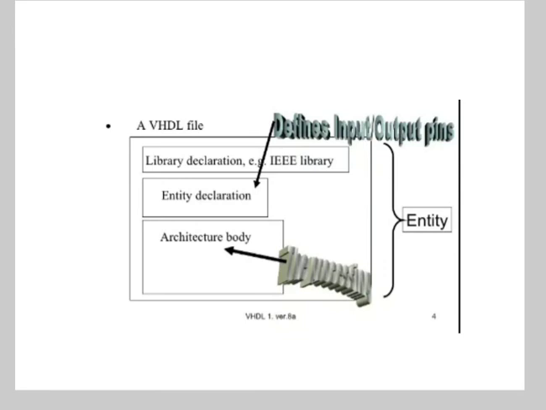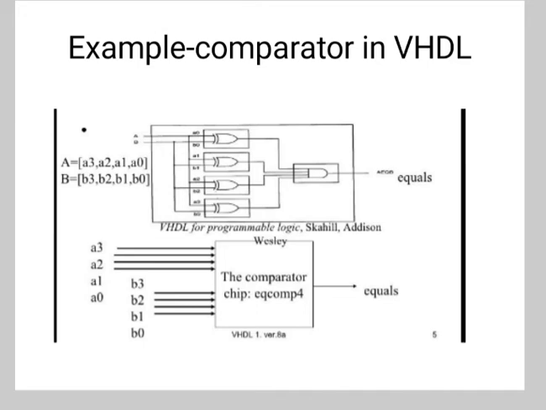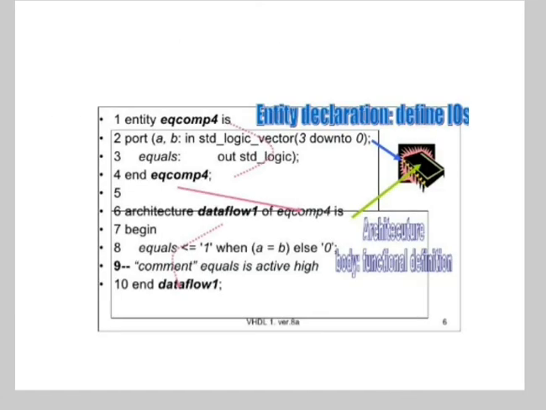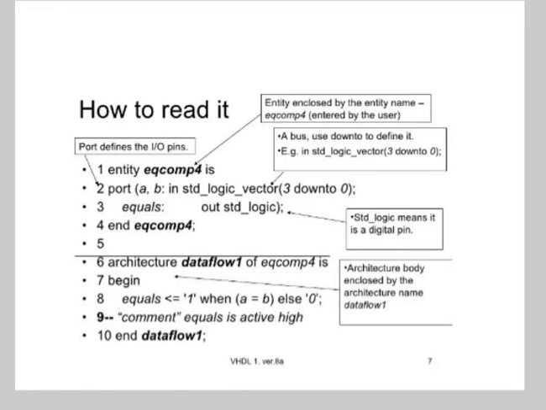Next is the architecture body. Here is an example, a comparator in VHDL. The circuit diagram and the block diagram for the comparator are given here. For that we have to write the program. First the entity declaration is given, where we define the input and output. So port A, B in standard logic vector 3 down to 0, that is 4 inputs, and equals, these are the outputs. Then there is an end, then again the architecture body is given here, that is a functional definition. So how to read it?